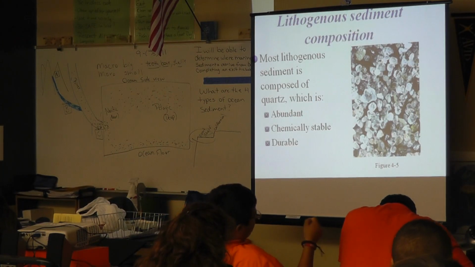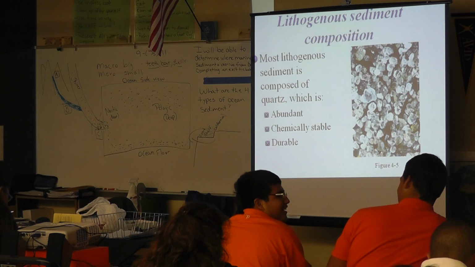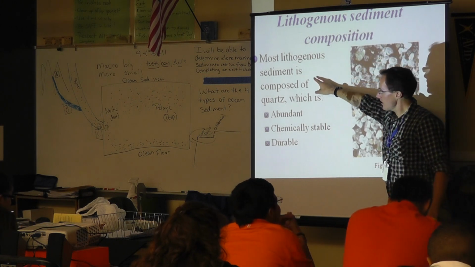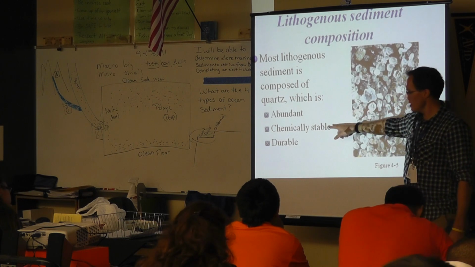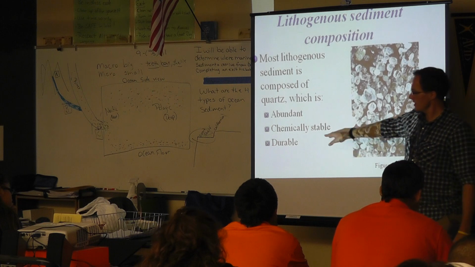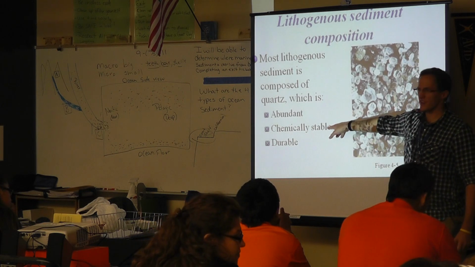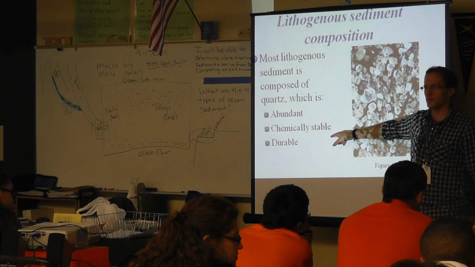All right. So we decided that quartz was our greatest sediment material because quartz is A, abundant, B, chemically stable, and C, durable. Chemically stable just means it doesn't react with a lot of stuff, so it doesn't get eroded by acids or bases or other materials that easily.